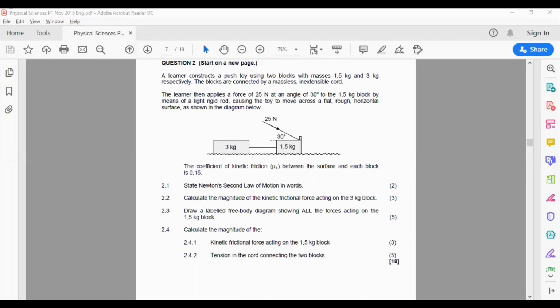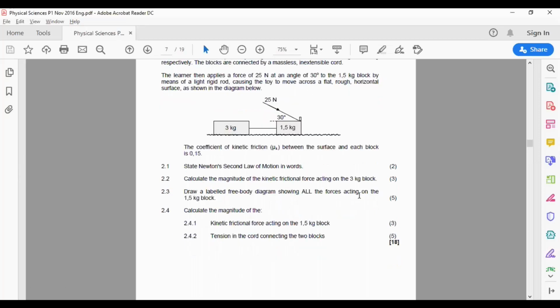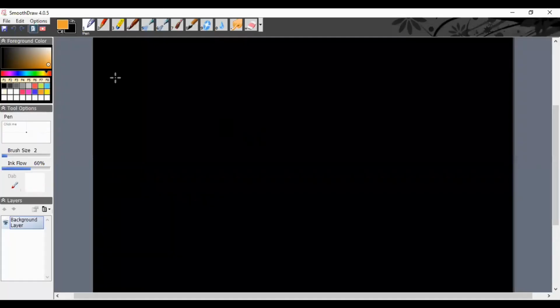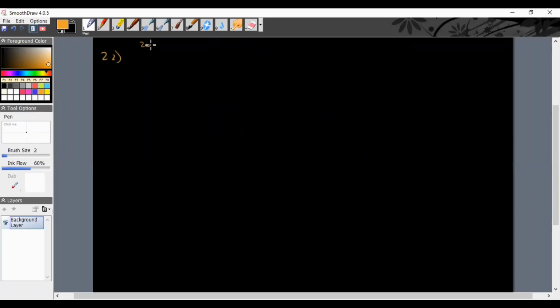Back to, hold on, let me just close quickly. Back to the question paper. It says calculate the magnitude of the kinetic frictional force acting on the 3 kg block. Right, so obviously for this one, 2.2, and this is the 2016 NSC paper 1. Skew line, but it'll do.